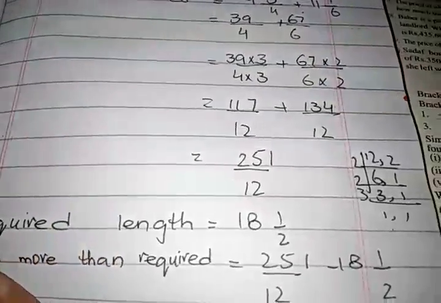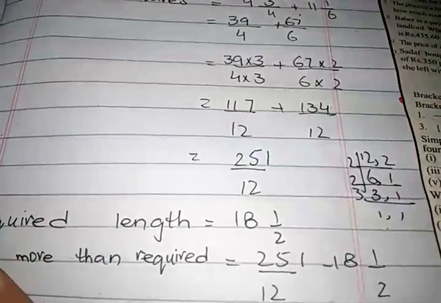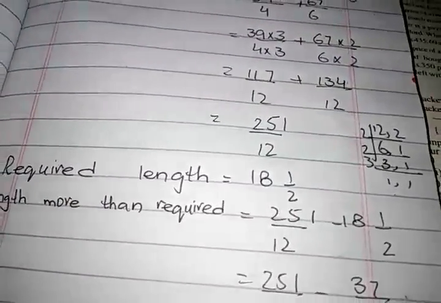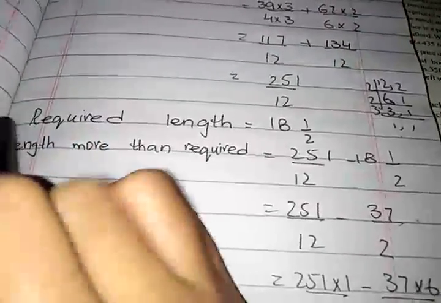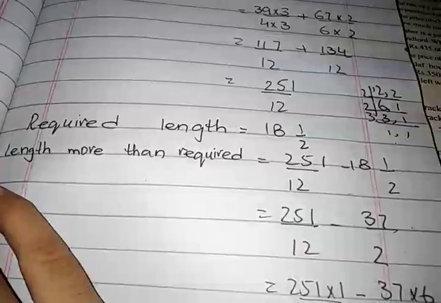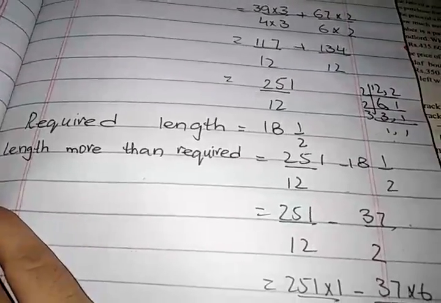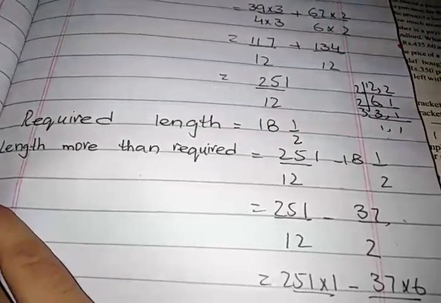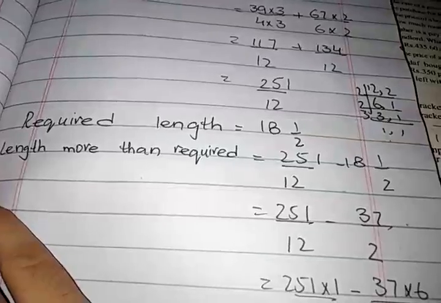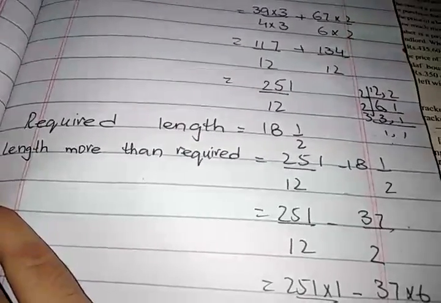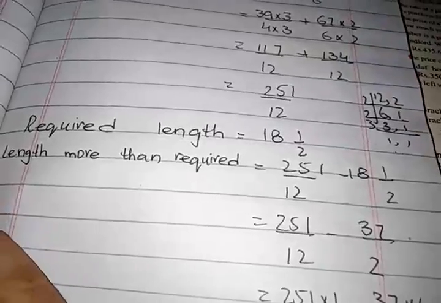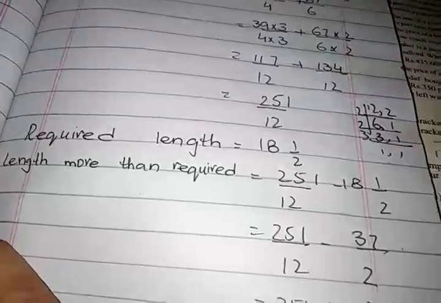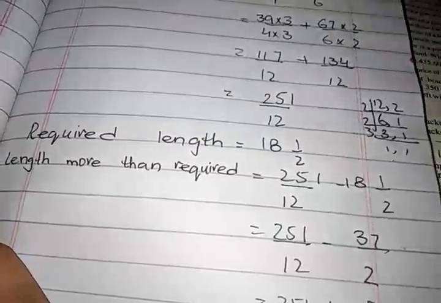The sum of these fractions is equal to 251/12. It is the sum of those wires which Ahmed has joined for connection. Required length is equal to 18 whole number 1/2. Students, now we have to subtract required length from the length of 2 wires which Ahmed joined. The sum of 2 lengths is equal to 251/12 and the required length is 18 whole number 1/2.